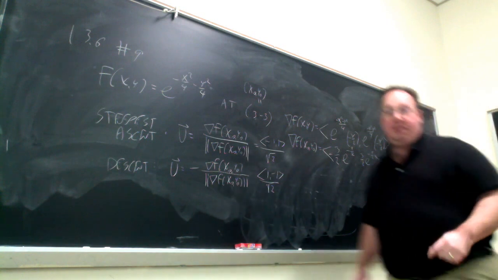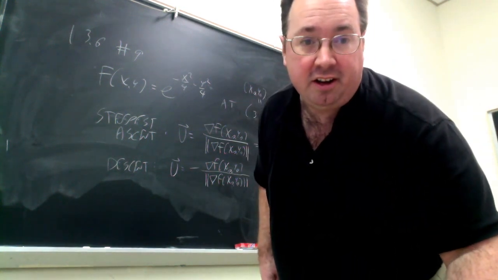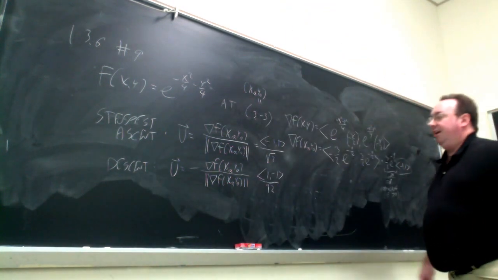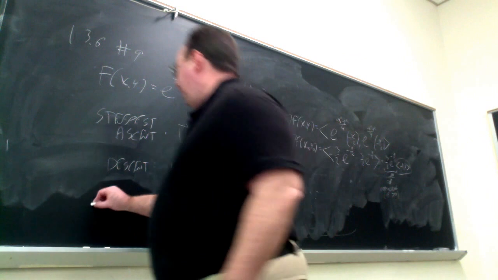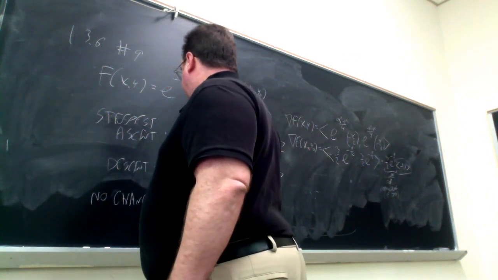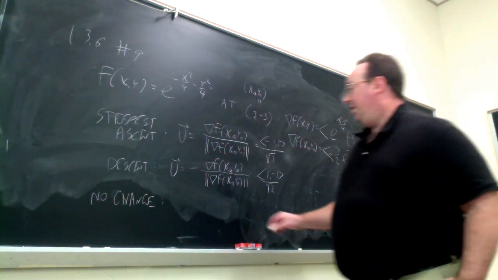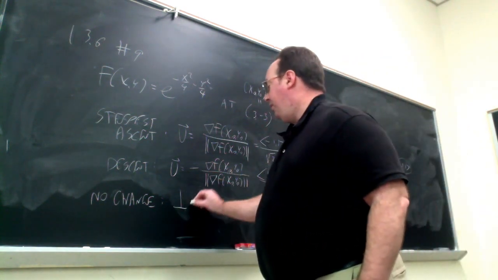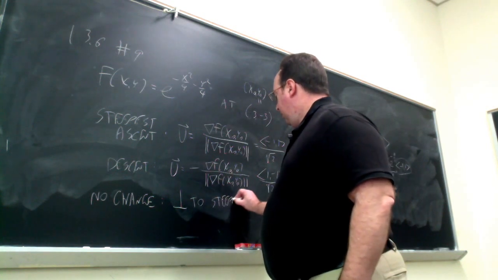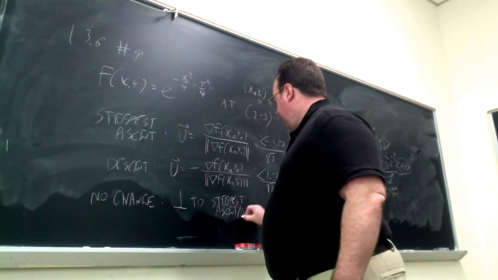Now, the last thing is, find a vector that points in the direction of no change. The reason it says a vector is because there are actually two. They're just negatives of each other. So it must be perpendicular to the directions of steepest ascent and descent.